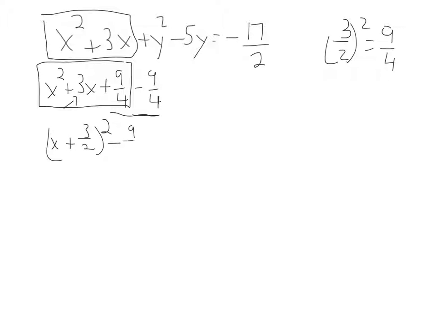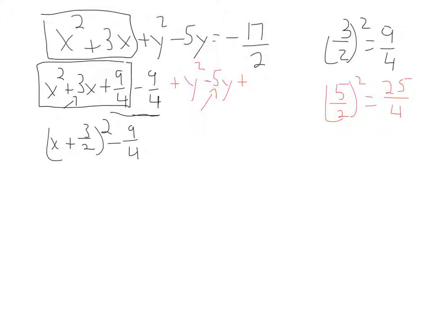I know we've got this minus 9/4 that we have to deal with in a minute, but don't worry about him, okay? Now, I'll do this in a different color just so we can keep track of what we're doing. We have y squared minus 5y, and we have to do the same thing. We're going to concentrate on this coefficient of y, which is 5. We're going to take half of it, which is 5 halves, and we're going to square that, which is 25 over 4.